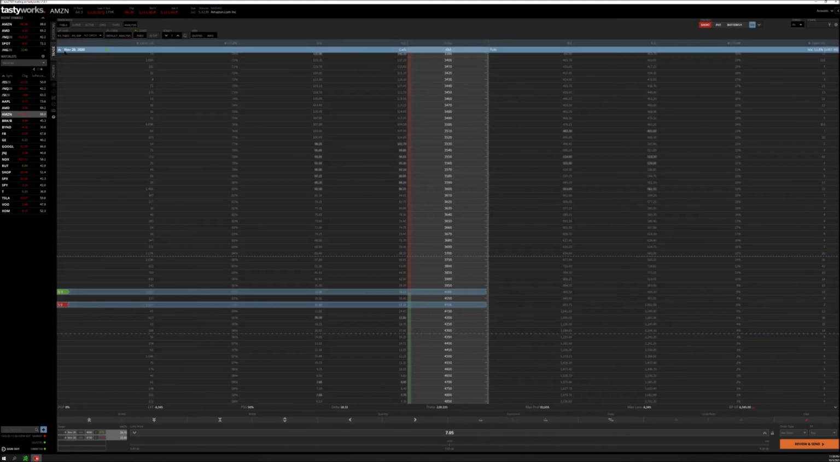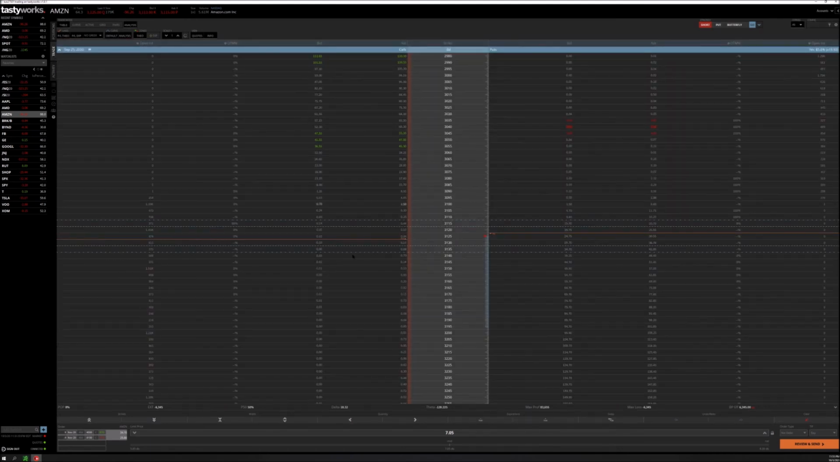The table on the weeklies is on 5 points. See that? 5 points, 5 points, 5 points. So you're gonna make money even if you go way out here. I think this is next week's expiration. No, these are expired already.